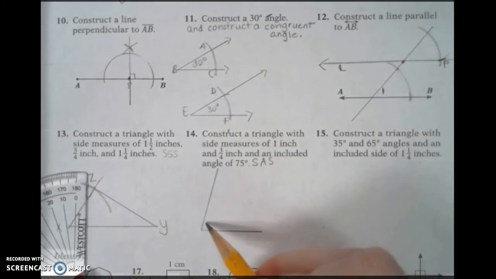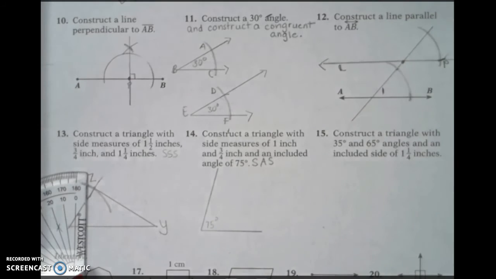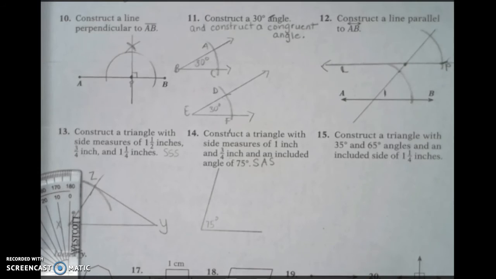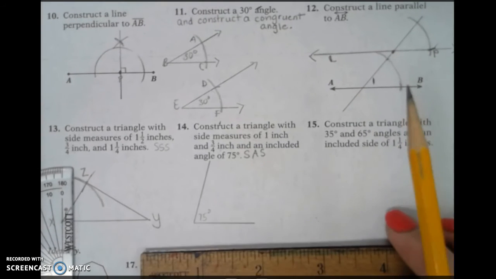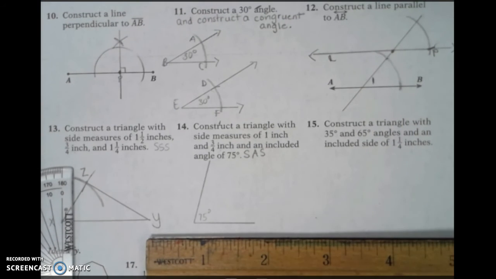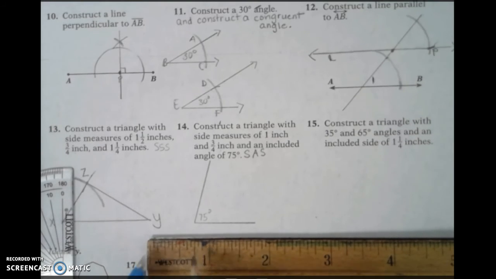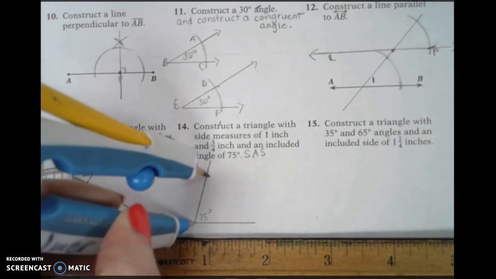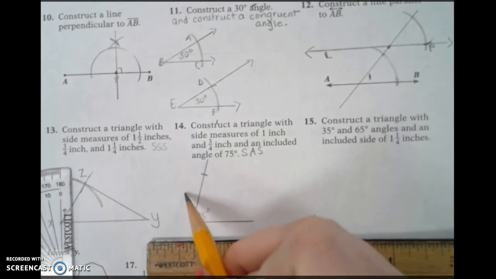After I have drawn my 75-degree angle, now I need to simply measure this side I've already drawn and just cut it back to 3/4 inch. So to cut it back to 3/4 inch, measure 3/4 inch with your compass. And place your metal tip on the vertex and mark off where 3/4 inch ends. So this is 3/4 inch.